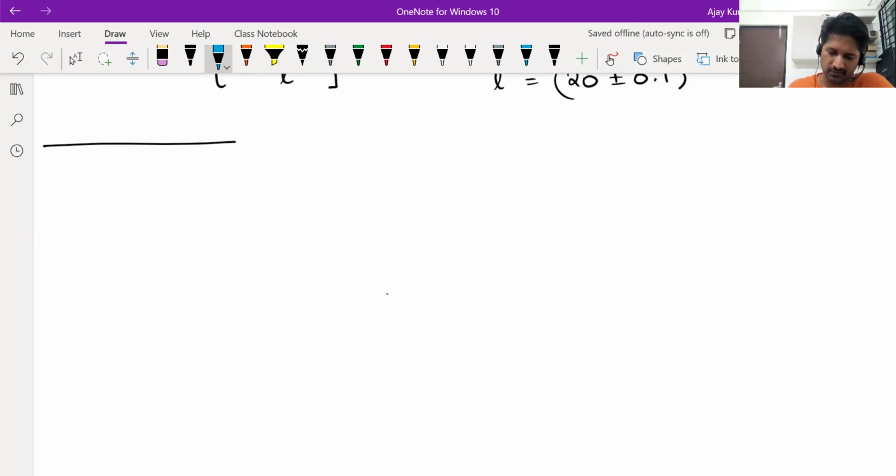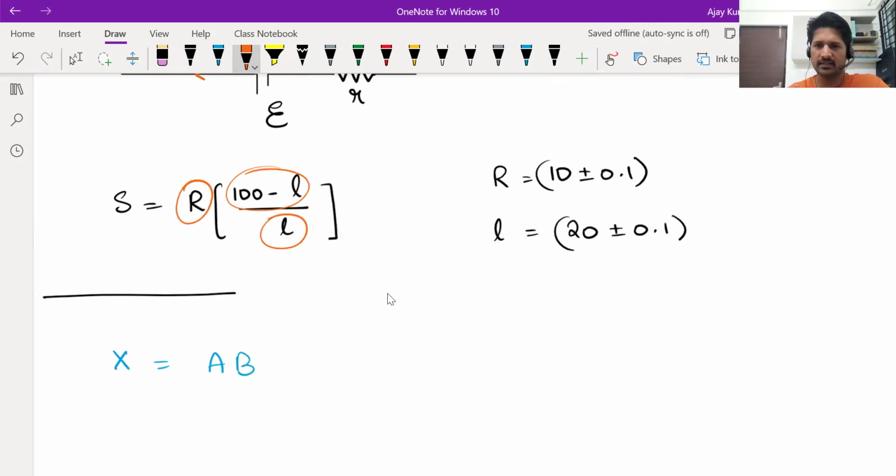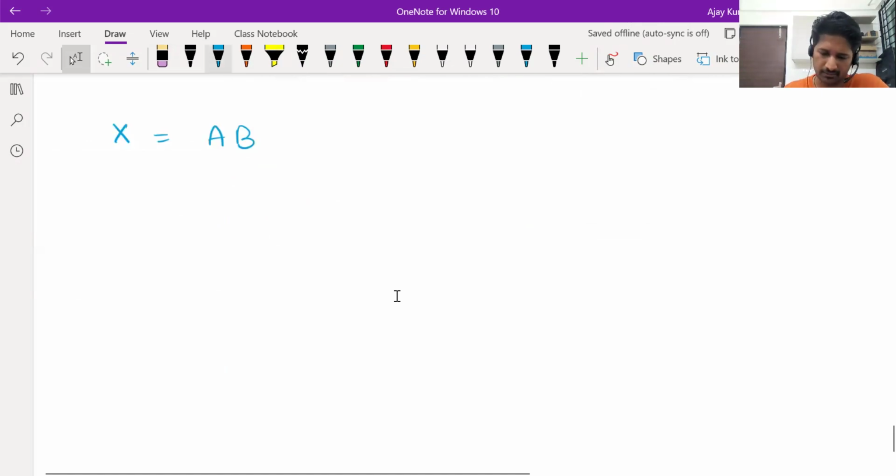Fine. So generally, I think we discussed this a few classes back also. Suppose two measurements are multiplied. Why am I taking multiplication directly? Because here R is multiplied with (100 minus L) divided by L. So there is a multiplication and a division. Of course, there's a subtraction also, but that's easy to deal with. So multiplication and division is what I'm considering. Suppose X is equal to A into B, or A power M, B power N directly. So it's like multiplication and division only.